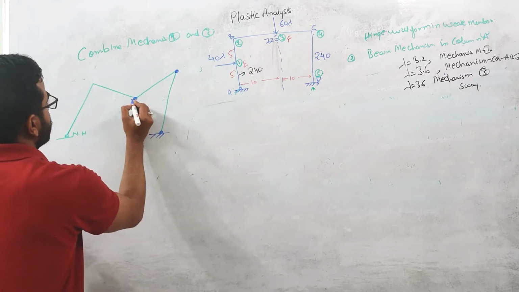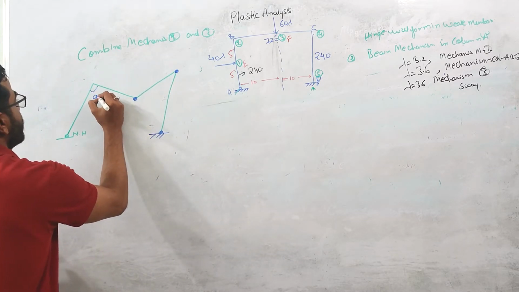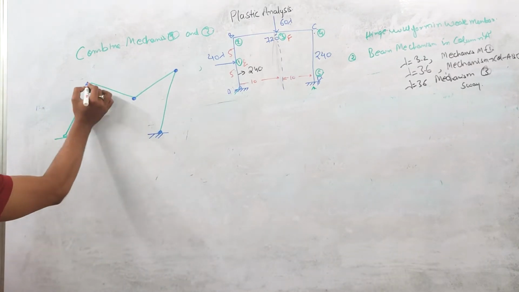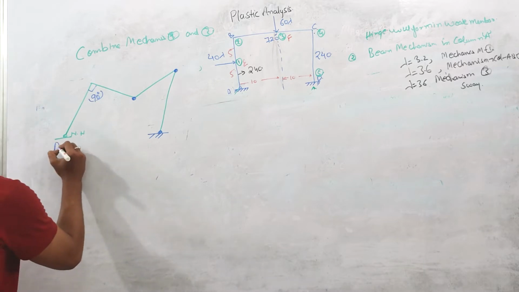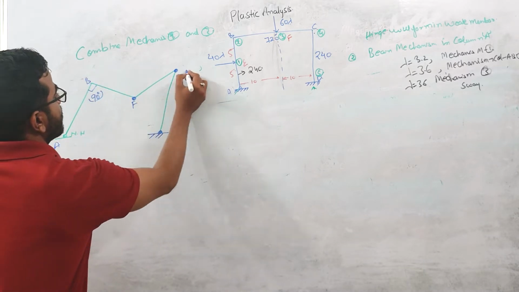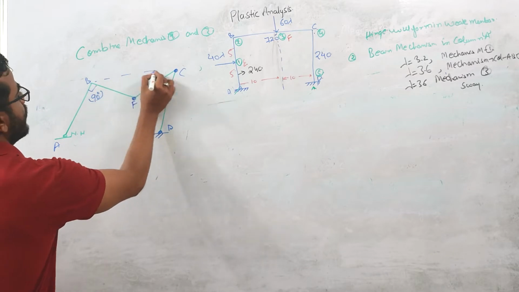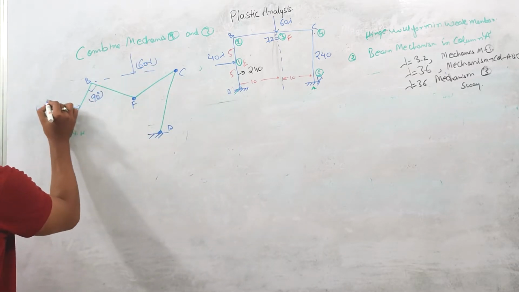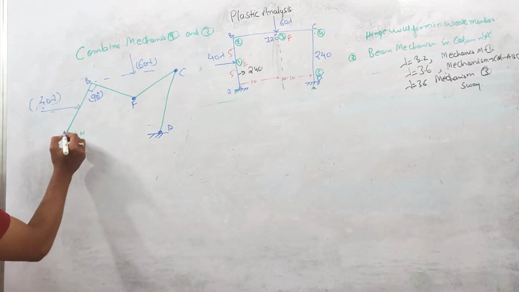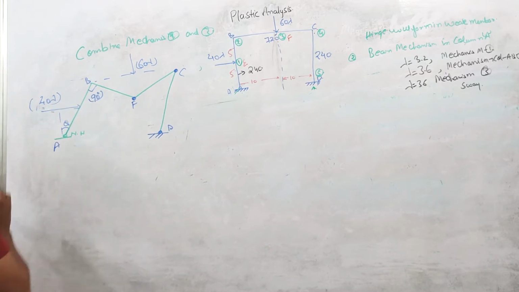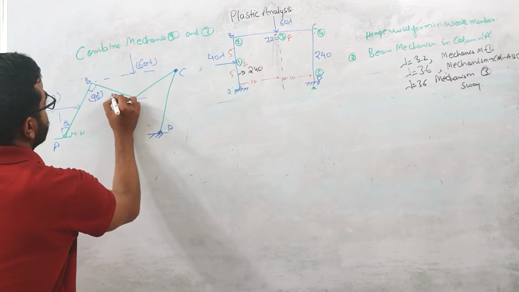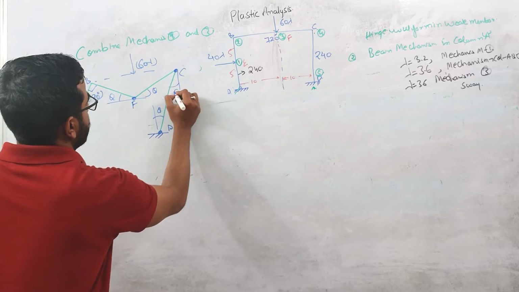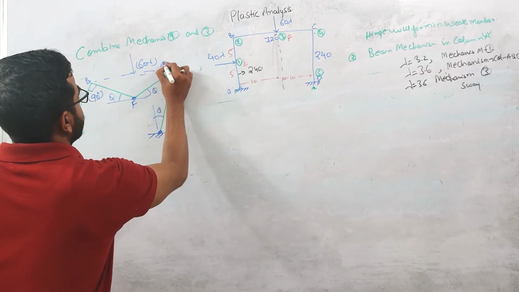At this point F also there will be formation of plastic hinge, and at this point the angle between these two members will be 90. There is no plastic hinge at this B point. This is A, this is B, this is F, this is C, and this is D. One load is acting, this is 60 lambda, and here the load is acting 40 lambda. This angle is theta. This angle is again theta, and this will be theta, this theta, and this will be theta again.